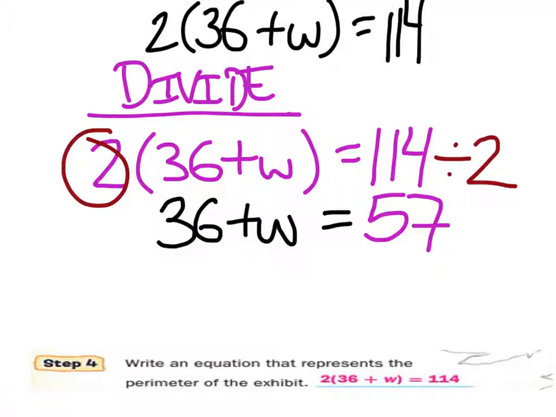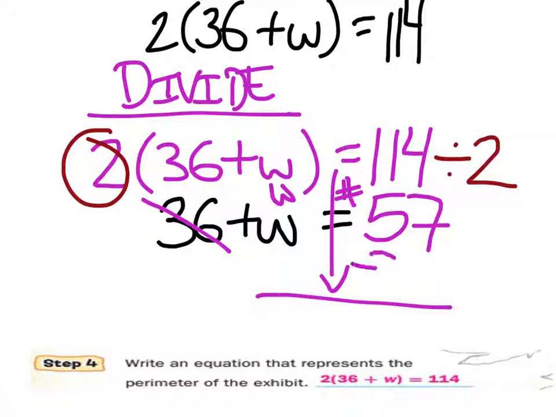Is this a little bit easier to solve? Sure. Well, you're going to play the switch and stay game and have so much fun playing it. You put W's on the left, numbers on the right. 36 switches. W stays, so you got W equals 57 minus 36, 21. Well, is there a coefficient of W? It's done. Yeah, there's a phantom 1. It's done.